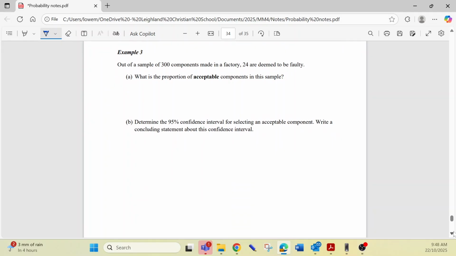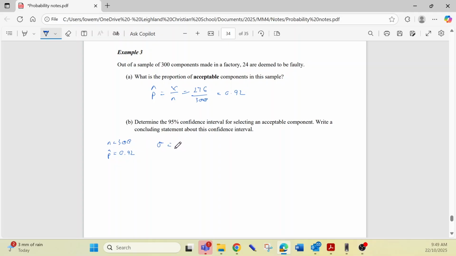For this one, out of a sample of 300 components made in a factory, 24 are deemed to be faulty. What is the proportion of acceptable components? If 24 are faulty, our P hat in this instance, using X over N, is 276 out of 300, which is 0.92. Determine the 95% confidence interval for selecting an acceptable component and then write a concluding statement. So N equals 300 and P hat equals 0.92.